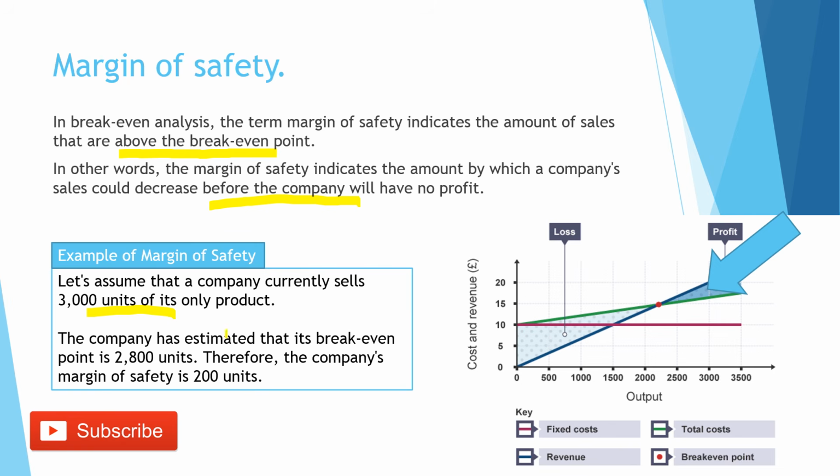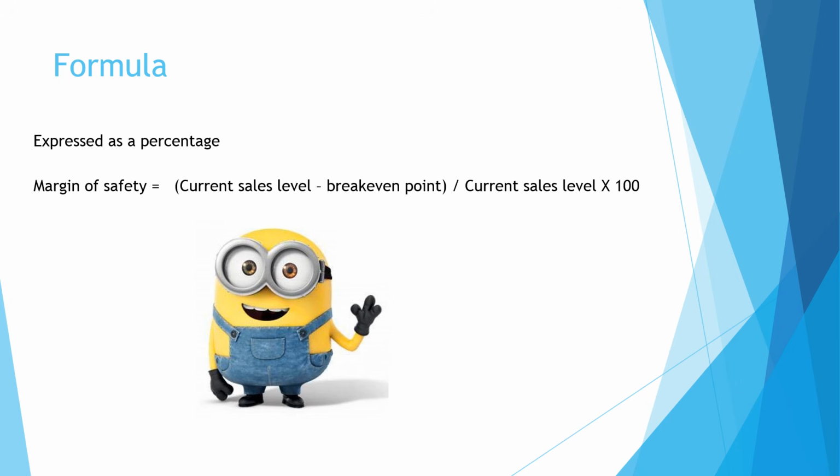So let's assume that a company currently sells 3,000 units of its only product. The company has estimated that its break-even point is 2,800 units. Therefore, the company's margin of safety is 200 units. In the example that we looked at earlier, the margin of safety would be somewhere around here, because that's just after where they are making the profit.